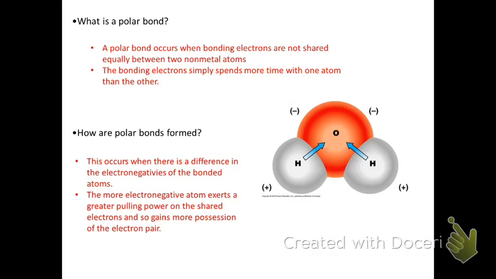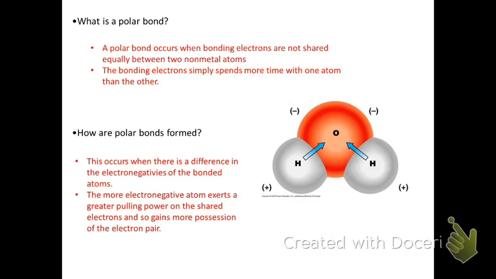What does this mean if there's an unequal sharing of electrons? Well, it simply means that the bonding electrons are spending more time with one atom than the other. That means those shared valence electrons are going to be closer to one atom than the other atom. Alright? And when that occurs, we form a polar bond between those two atoms that are sharing the electrons unequally.